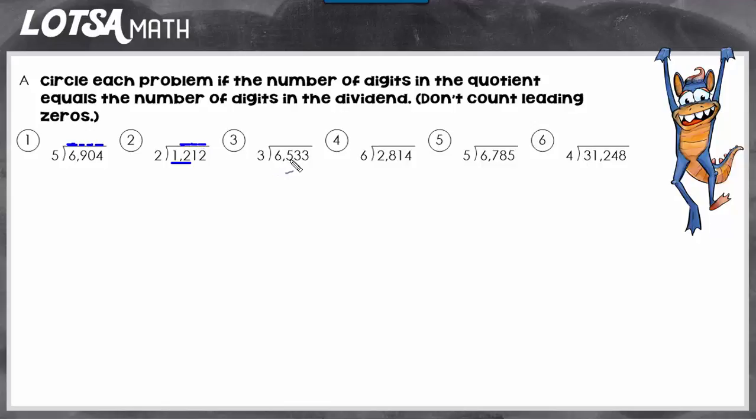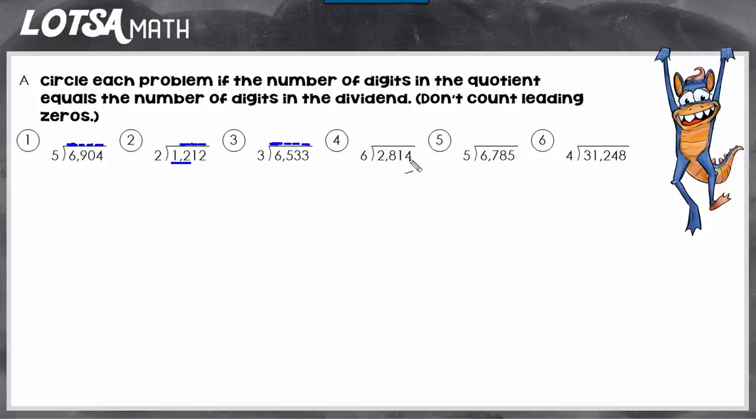Now we have 6,533 divided by 3. So we're going to start with the 6 and ask ourselves, can 6 be divided by 3? And yes, it can. So we know our answer is going to start in the thousands place. We also know that every other digit in the dividend will also produce a quotient. So let's look at number 4.